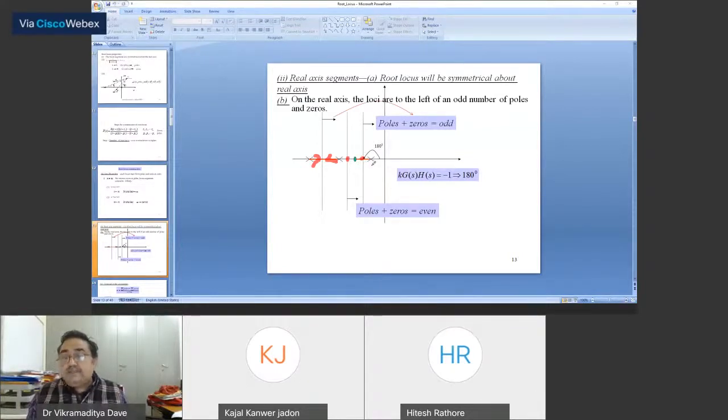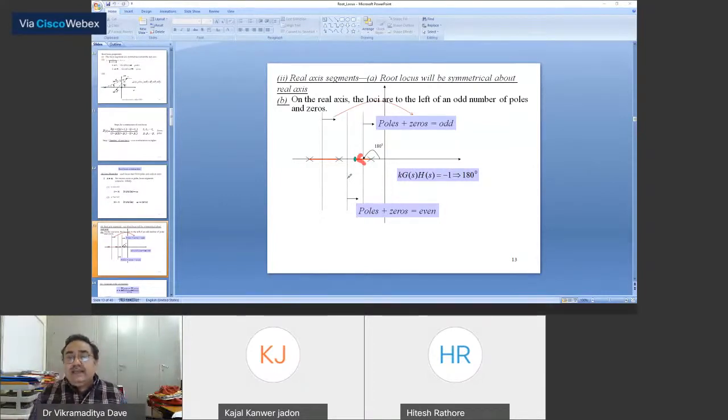Now one more thing. Root locus starts from the pole and ends at the zero. So here, what will happen? I will show you by the arrow. You have to mark the arrow also. So it will start from this pole and it will terminate in this zero. We have marked the two root loci on this real axis segment, and mind it, all the other root locus will be symmetrical about this real axis.